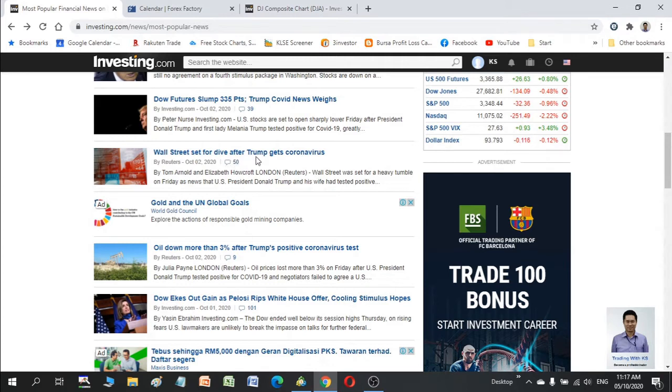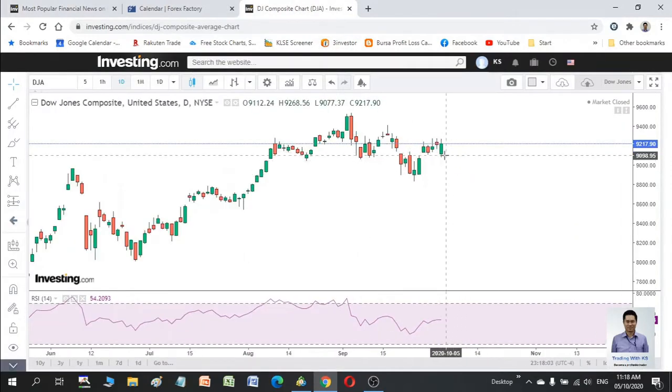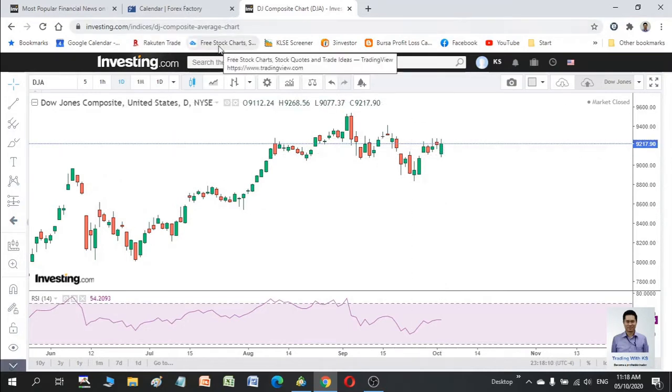Wall Street set for dive after Trump gets coronavirus. So you see, that's why you cannot just simply trade the news. The news says Wall Street set for dive, but there's no dive yet. Actually, today the index went up. So be careful when you listen to the news.